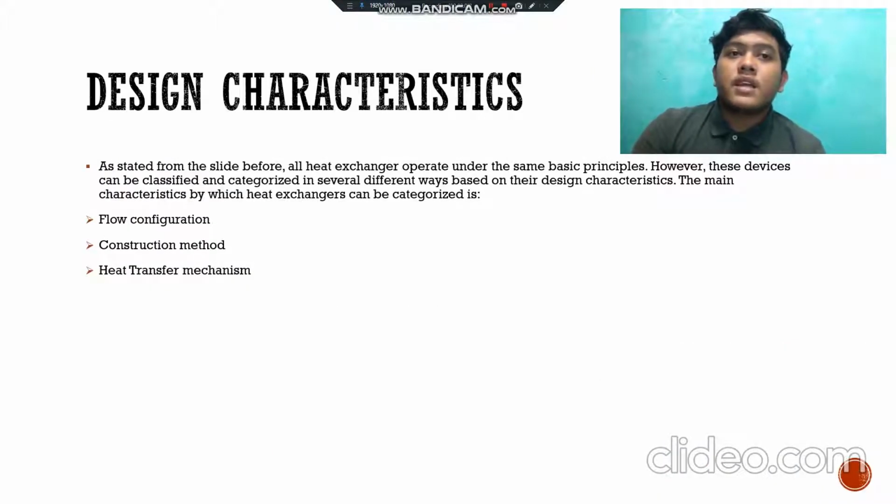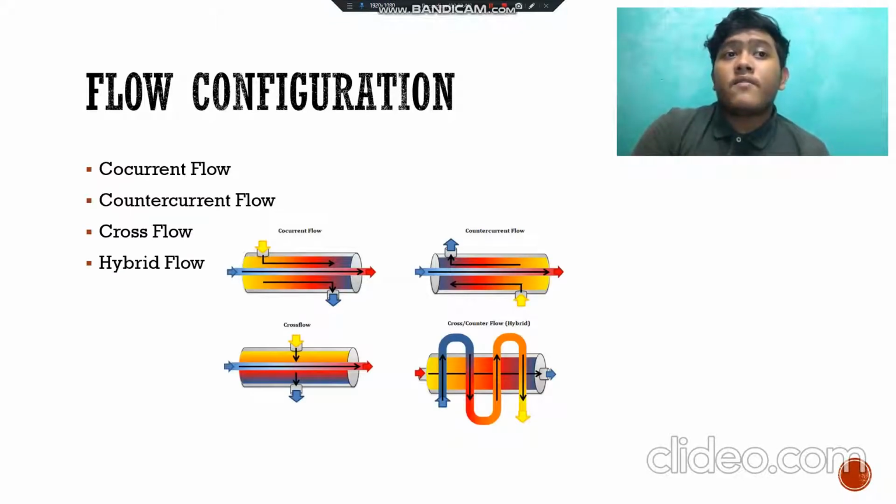Thirdly is design characteristic. As stated from the slide before, all heat exchangers operate under the same basic principle. However, these devices can be classified and categorized in several different ways based on their design characteristic. The main characteristics by which heat exchangers can be categorized are three: flow configuration, construction method, and lastly heat transfer mechanism. There are four flow configurations: co-current flow, counter-current flow, cross flow, and hybrid flow.